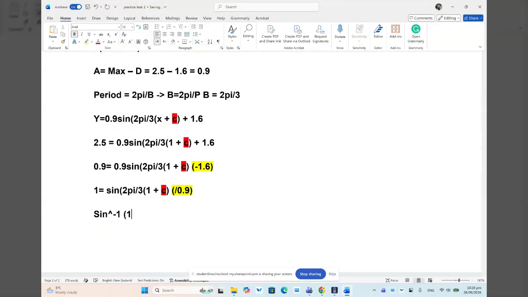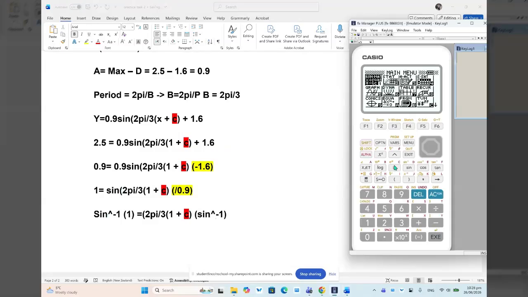And if you were now going to do the inverse of sine, so sine to the negative 1 of 1 is going to equal all this. Just that. Boom. So we do the inverse of sine, negative 1. And then if you put that into your calculator, right, I've got a graphics calculator here, you need to make sure you're in radians.